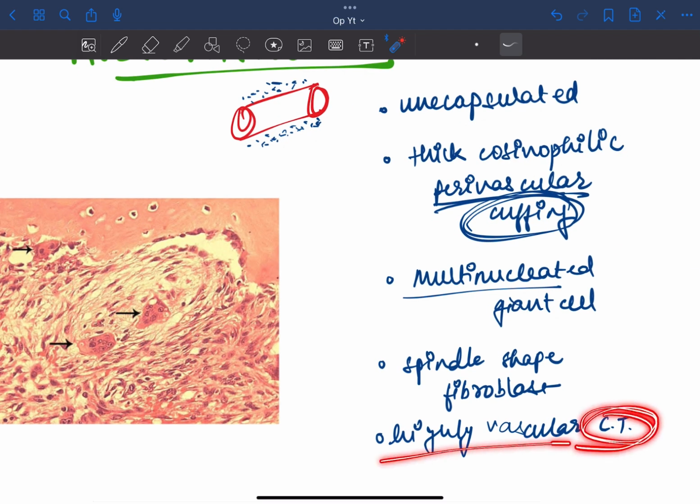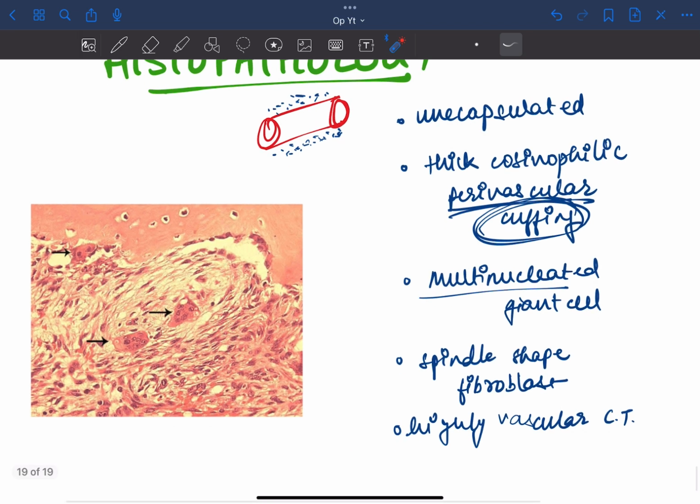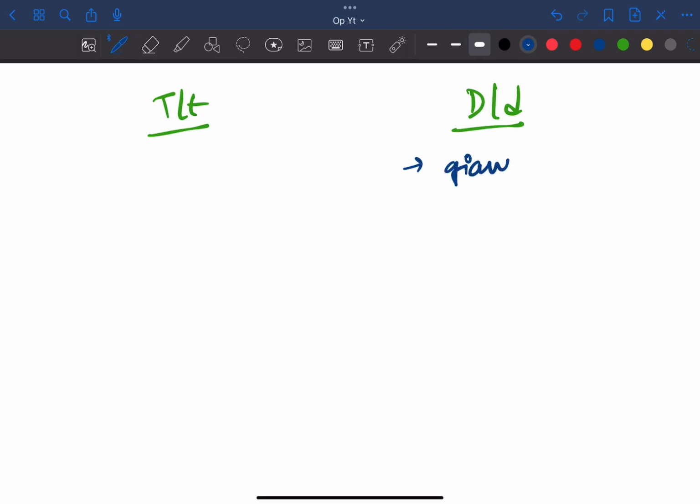The connective tissue is also highly vascular. That means there are a lot of capillaries present. And because there are a lot of capillaries present, they sometimes break down. Due to the breakdown, they deposit some hemosiderin into the tissues. Hemosiderin is a breakdown product of blood. The differential diagnosis is giant cell granuloma or aneurysmal bone cyst.